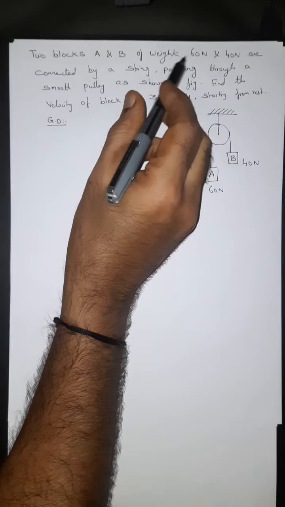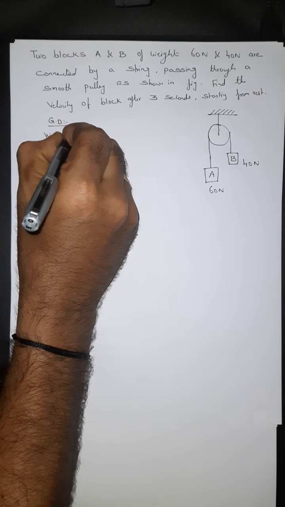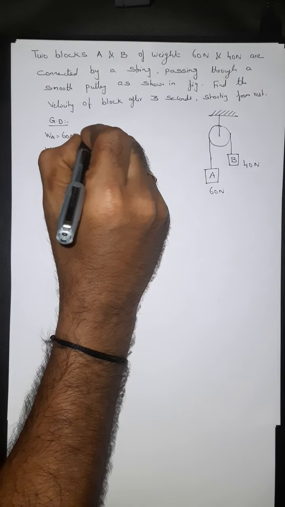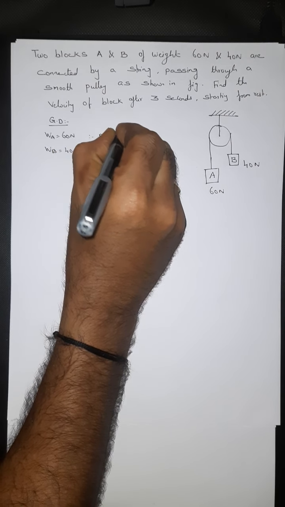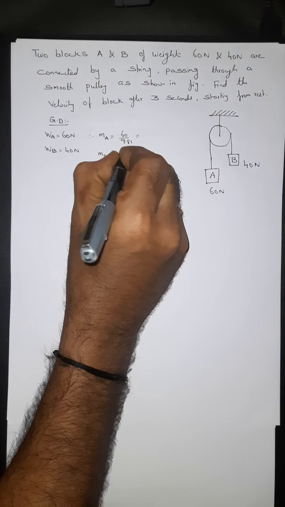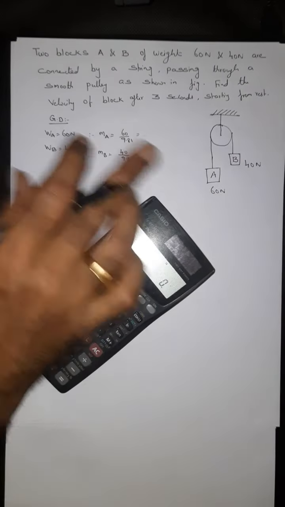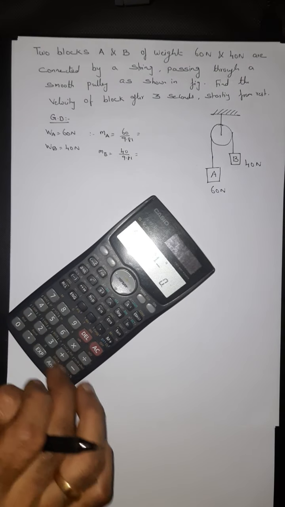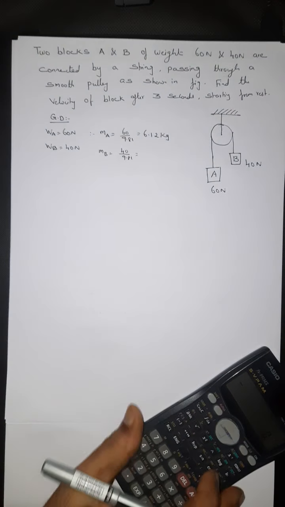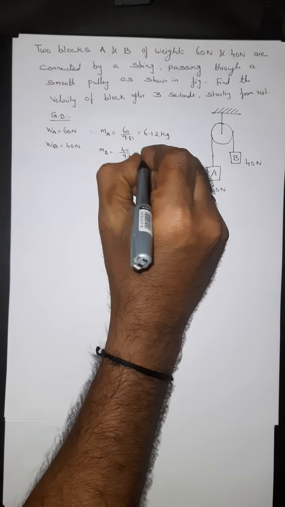Two blocks A and B of weight 60 Newton and 40 Newton. WA is 60 Newton and weight of block B is 40 Newton. Therefore, MA equal to 60 by 9.81, MB equal to 40 by 9.81. What I am doing is I am converting the Newton into kilogram. 6.12 kg. 40 divided by 9.81, 4.08 kg.